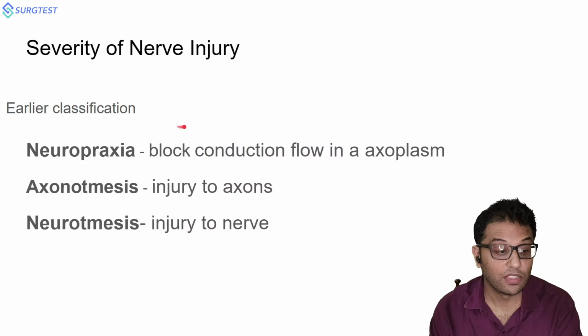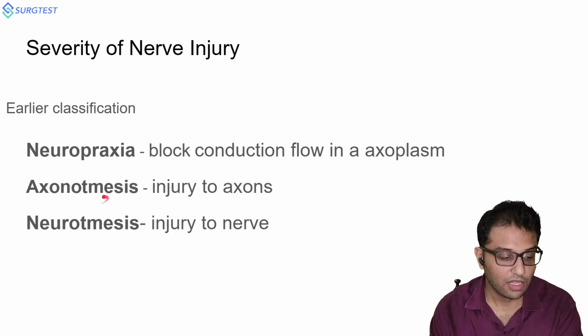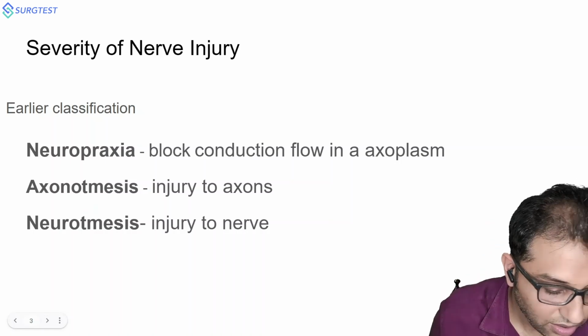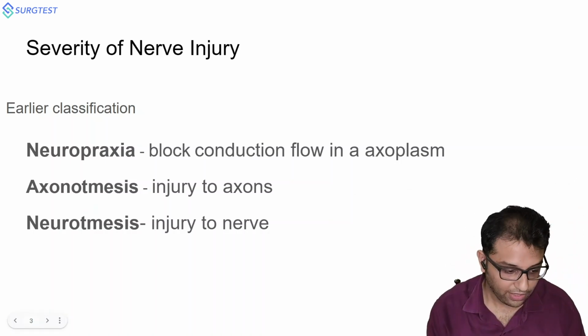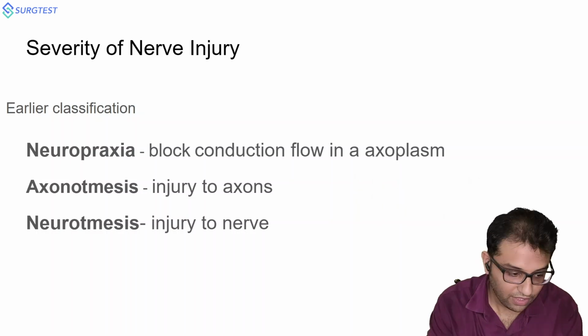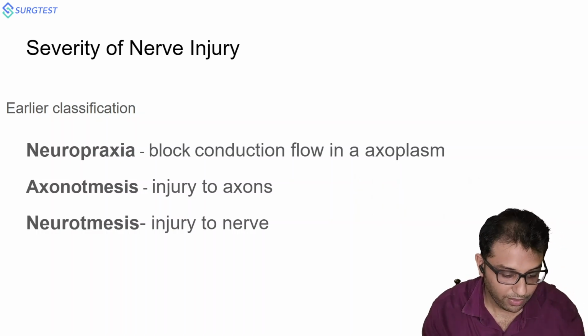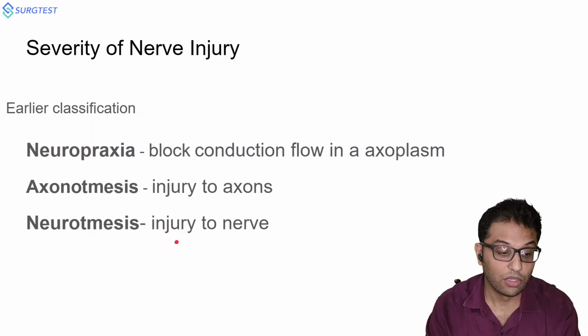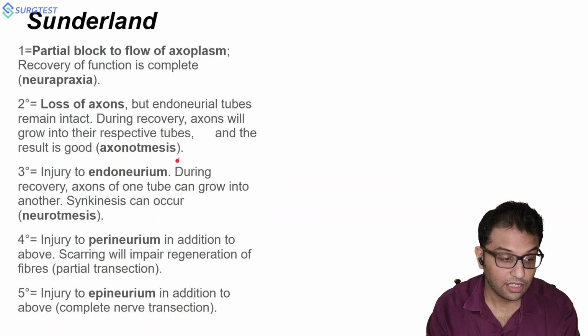The initial classifications of nerve injury, which came earlier, used to talk only about neuropraxia, axonotmesis, and neurotmesis. So what is neuropraxia? Neuropraxia is an inflammatory condition where there is a block in conduction of axoplasm. Then comes axonotmesis. What happens in axonotmesis? There occurs injury to the axons. Whereas in neurotmesis, there is injury to the nerve. We'll be discussing this in detail in the Sunderland classification.